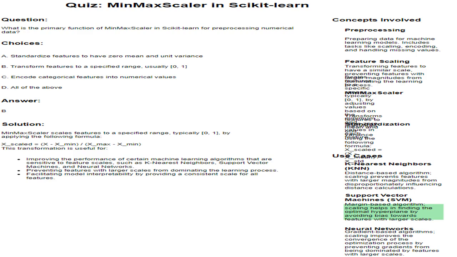Margin-based algorithms: scaling helps in finding the optimal hyperplane by avoiding bias towards features with larger scales. When training an SVM to classify customer sentiment based on text data, scaling ensures that words with higher frequencies do not dominate the decision boundary, leading to a more accurate classification.